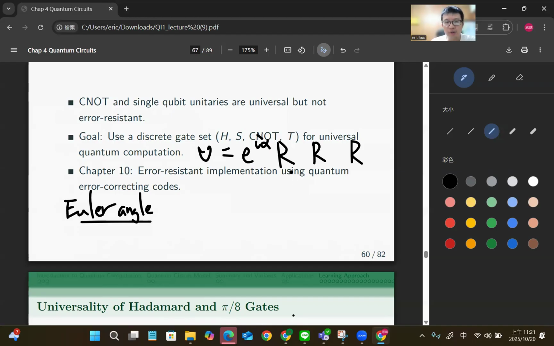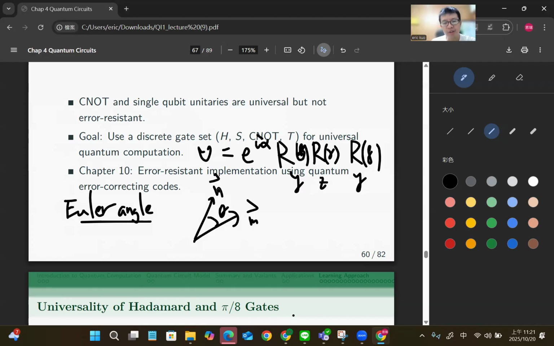The standard convention is YZY for some angles, but the technical result is that we can do it by picking any two non-parallel axes. So you just take any m and any n, as long as they are non-parallel. If you have these two axes as your rotational axes, and you pick the SU(2) rotations along these two, then you are able to construct any 2 by 2 matrix.